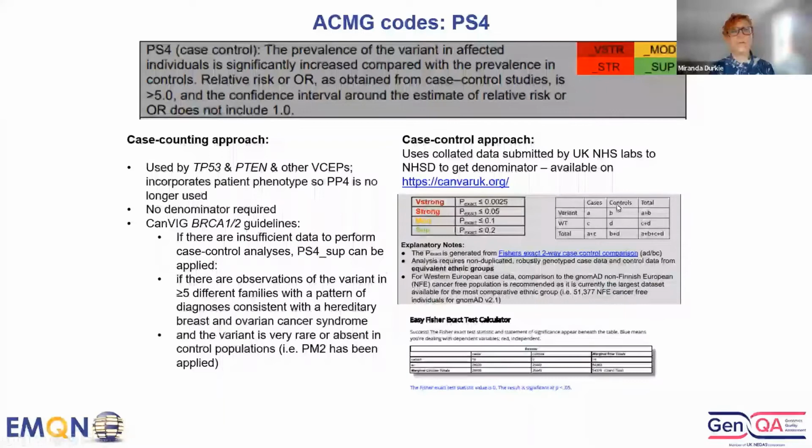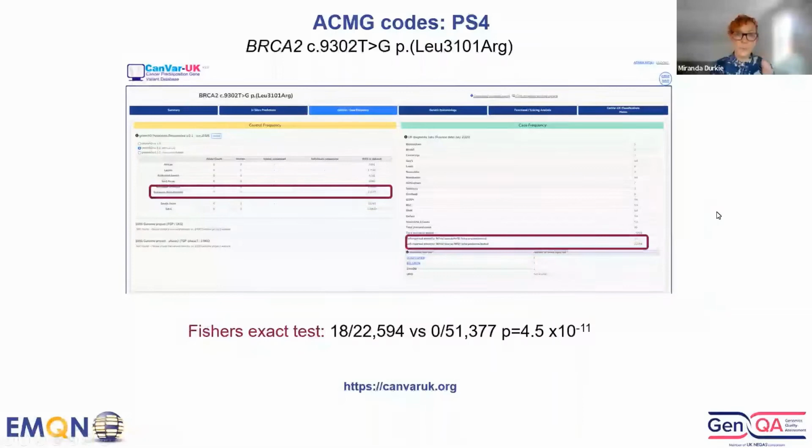So a quick worked example: these are the cases, and this is again from the CanVar UK website. We've seen this variant in the UK 18 times in over 22,000 total tests, and it's not seen at all in gnomAD. Before we did this analysis, this variant was actually classified by most labs as a VUS. But you can see this data is very convincing. We get a very significant p-value, and we can use PS4 at a very strong level in order to push that from the VUS up to pathogenic.